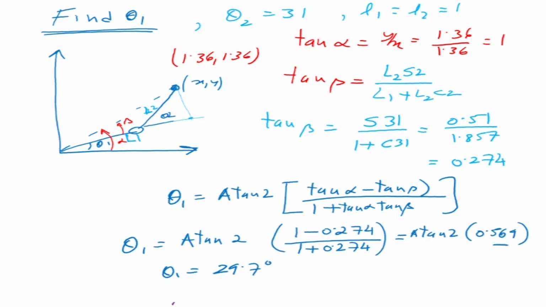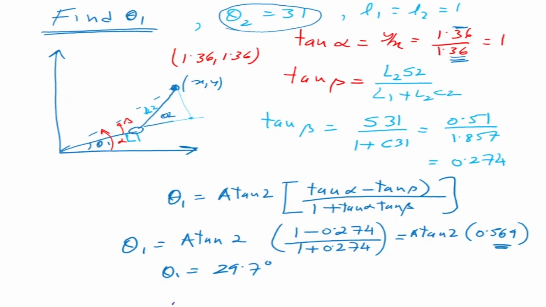Again, because of this approximation coming in, because of two decimal places, you see it is not exact. It should have been exactly 30, because we started off taking the solution from the forward kinematics, we used 30 and got 1.36. But because of this two digit approximation we are doing, it's not exactly 30, but almost near 30. Okay, so I've got theta 1 to be 29.7 degrees, and theta 2 to be 31 degrees.